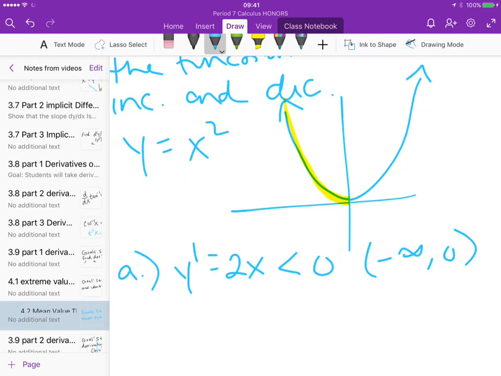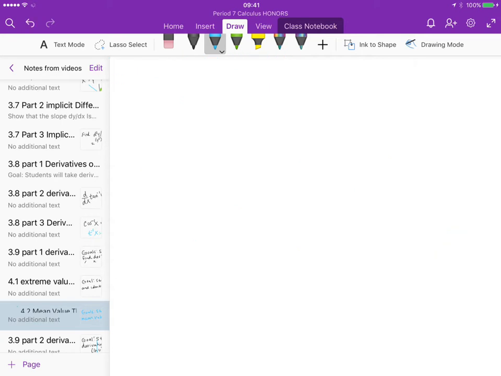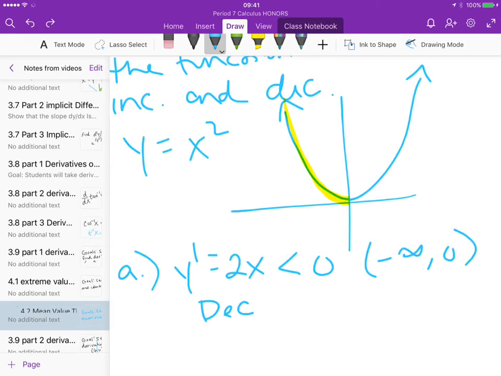So we know that it's going to be decreasing because the derivative is always going to be less than 0 from negative infinity to 0. And then from the increasing side of things, y prime equals 2x will be greater than 0 as long as x is positive.